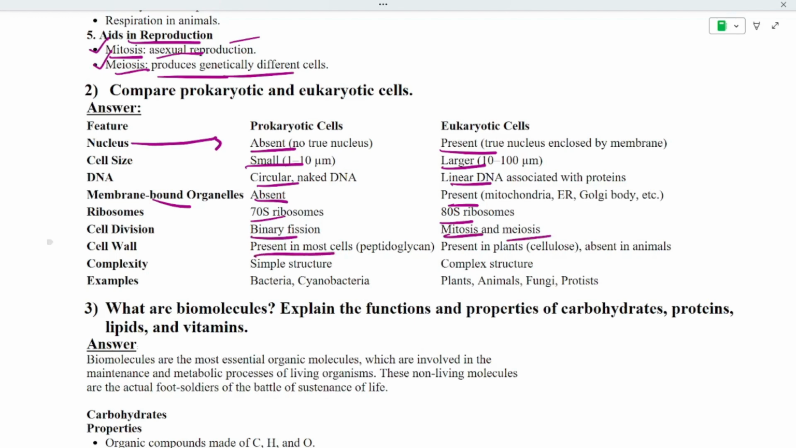Cell wall is present here, and in eukaryotes it is present in plant cells and absent in animal cells. Okay, next is the complexity: simple structure here, complex there. Examples are bacteria and cyanobacteria here, and plants, animals, fungi, and protists there. These are the comparisons of prokaryotic and eukaryotic cells. This is also one of the important questions that is repeated. The first question is also important.